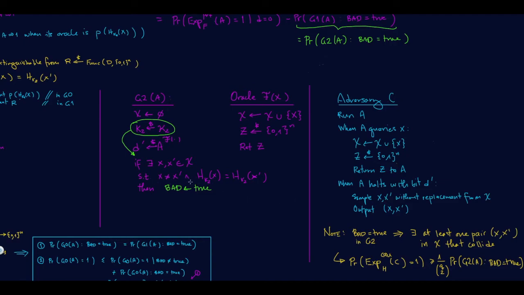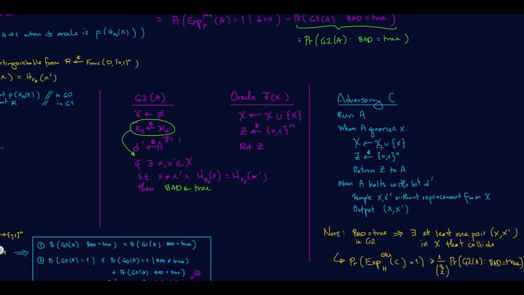But that's exactly what happens when bad gets set to true over here. So what we can conclude is the chance that C wins the computational AU game against H is at least, well, it's at least this: the probability that bad gets set to true over here. But bad being set to true over here happens if there exists a pair. But C actually has to find a pair. So by having C sample a pair at random, how many pairs are there? Well, if there are Q queries that A makes to this oracle, that means there are Q values in this set X, likewise Q values in this set.